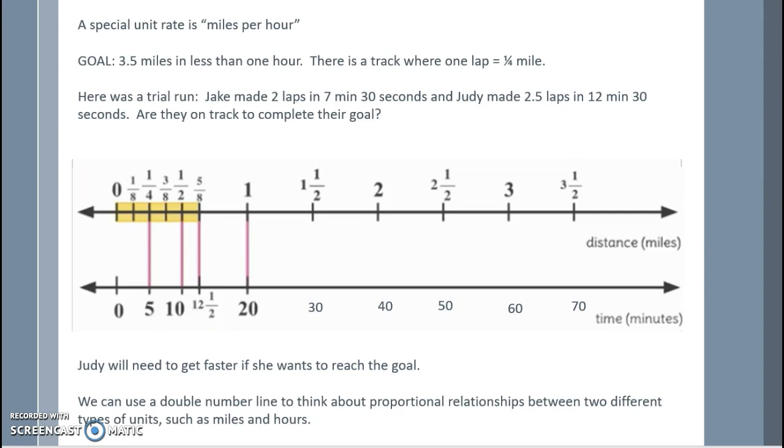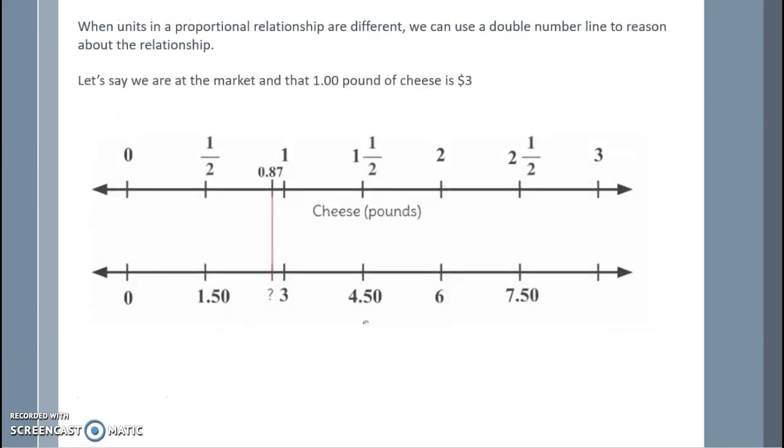So we can use a double number line to think about proportional relationships between two different types of units, such as miles and hours. When units in proportional relationships are different, we can use a double number line to reason about their relationship. Let's say we are at the market and that 1 pound of cheese is $3. If 1 pound of cheese is $3, we can reason or double that 2 pounds would be $6. Or dividing it in half, a half a pound would be $1.50. So each half pound we extend $1.50.